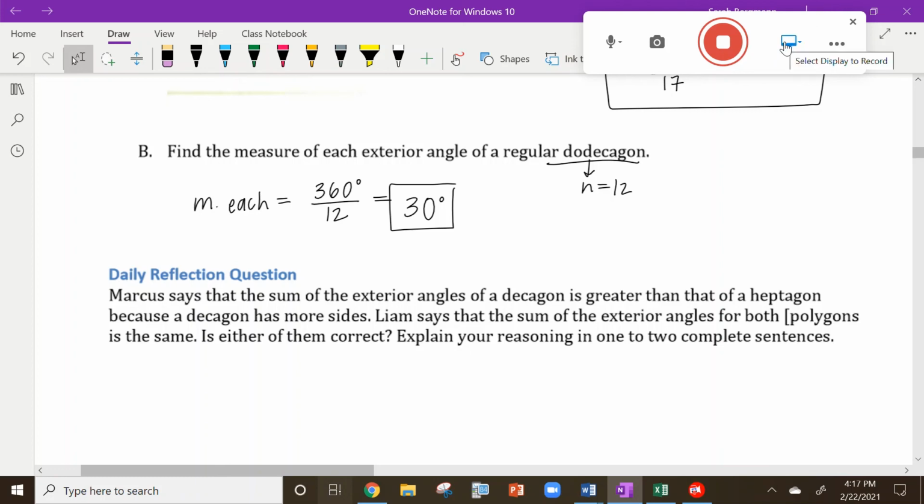Tomorrow we will be focusing more on quadrilaterals specifically, which is what this chapter focuses on a lot. So we will be back then.